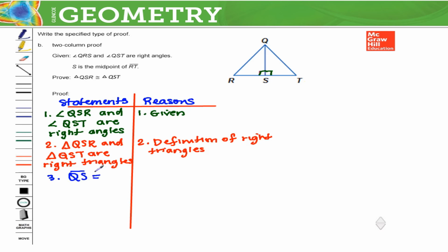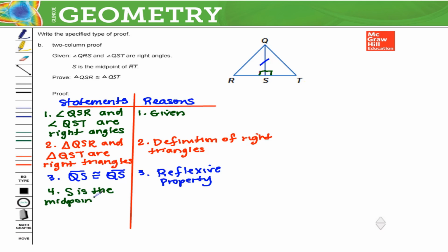Statement 3. Segment QS is congruent to segment QS. And we'll mark that in the diagram. We can see that QS is the reflexive property. Statement 4. S is the midpoint of segment RT.